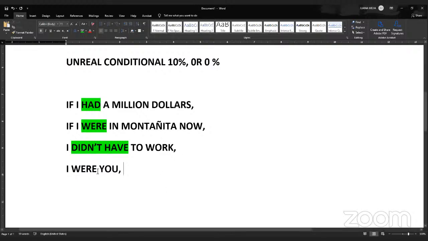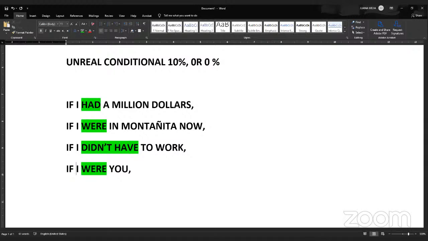So once again, we have the verb to be. If I were you. You see, este es el verbo to be en pasado. Esa es la estructura del segundo condicional. You see? If I were you. Si yo fuera tú. If I were you. Pero no lo soy. This is the second conditional.